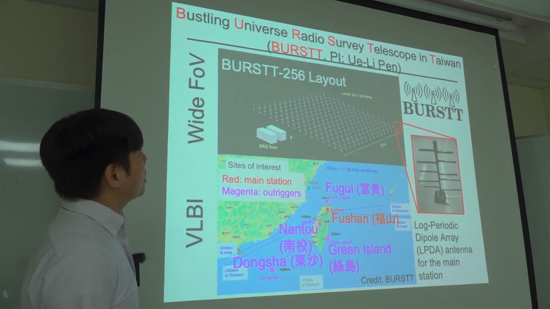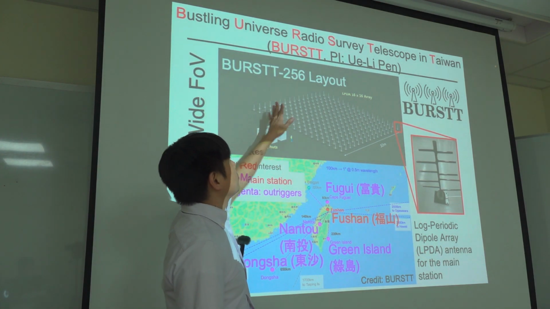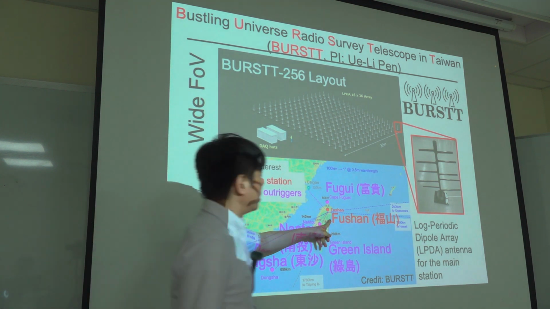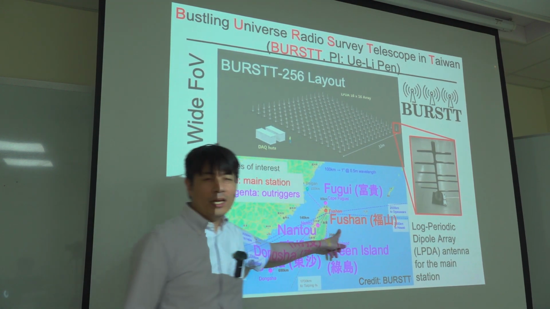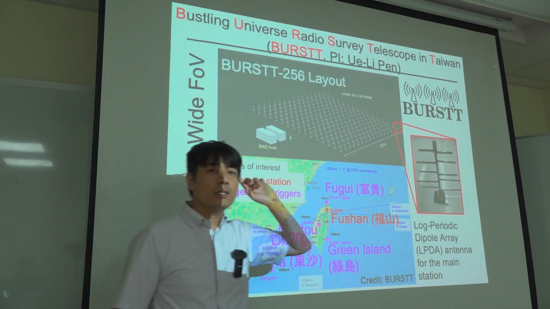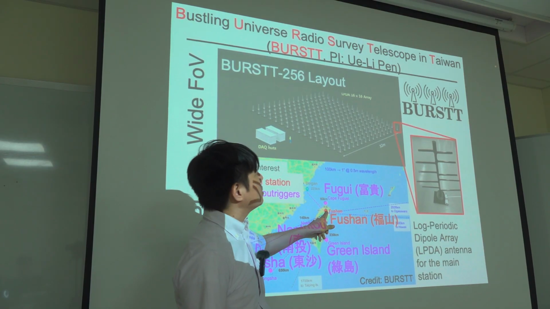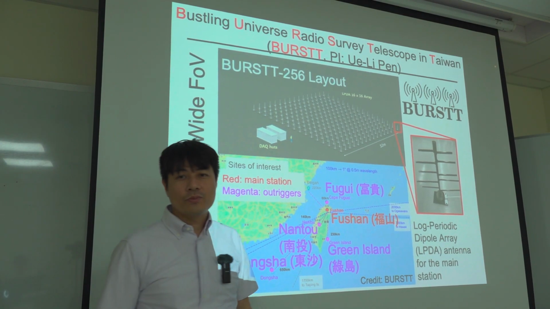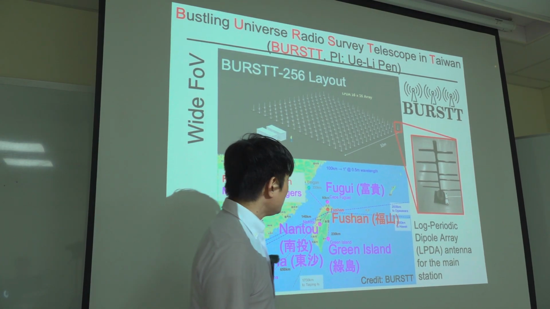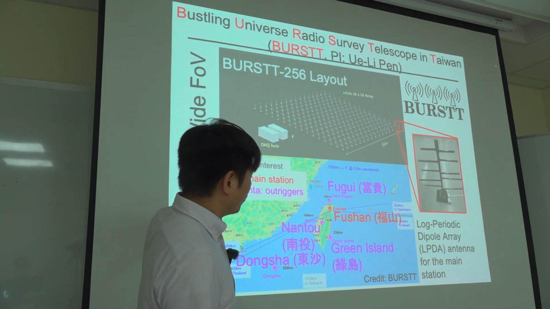Currently, I think we have finished deploying 256 radio antennas in Fushan. I think there's a botanical garden over there, and we are borrowing the place for this project. That place is really radio quiet, so the background level is very small. So it's good for radio astronomy. This is the main station, and we have deployed 256 antennas already.